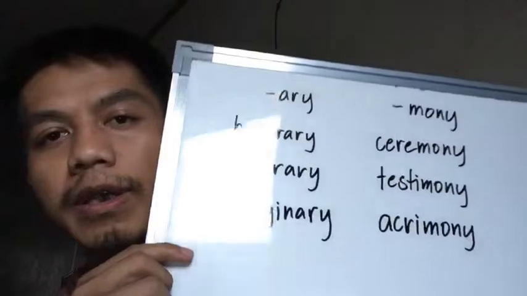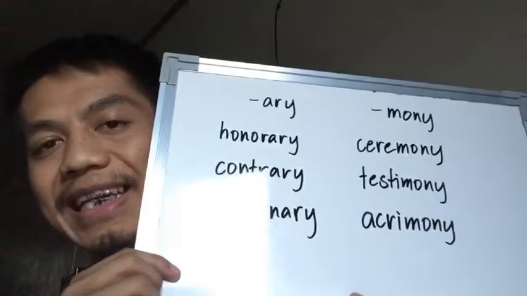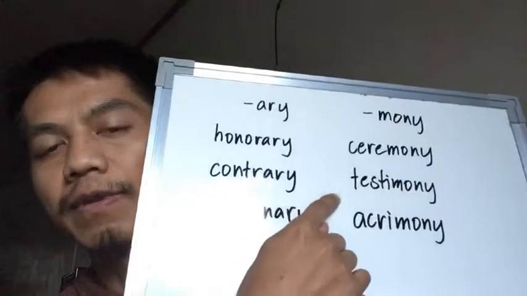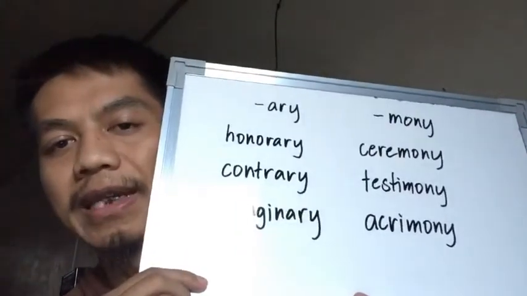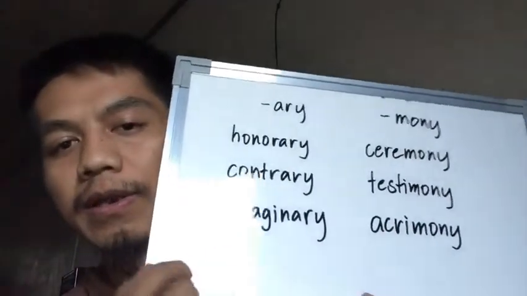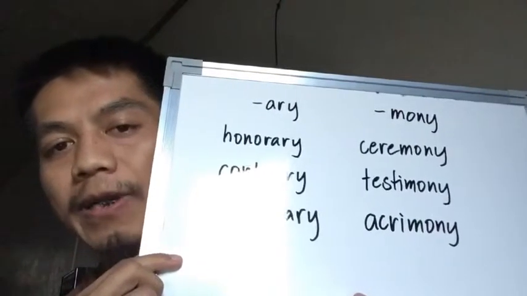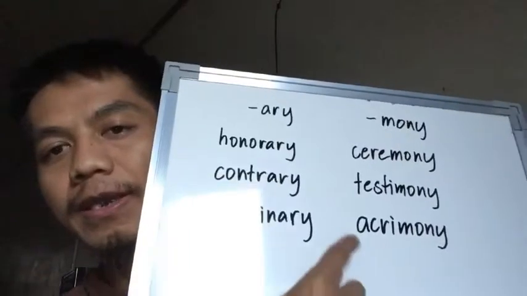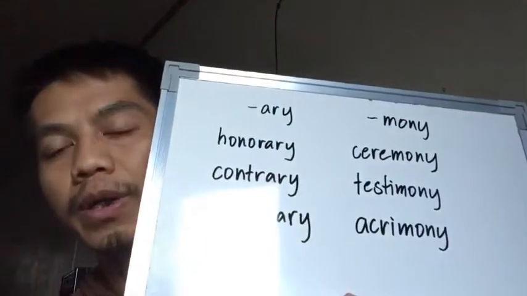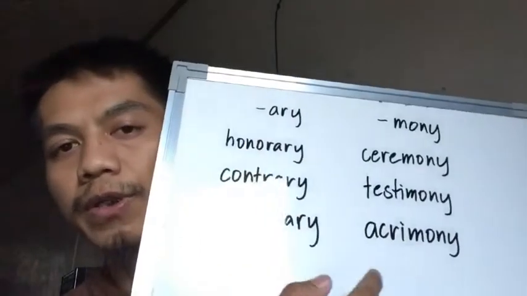Okay, let's get to these words. The first one, Americans say ceremony, and British people say ceremony. And for this one, British people say testimony, Americans say testimony. And the last one, acrimony for British, acrimony for American English. As you can see, for these words, there are two stressed syllables for each word in American English, and one stressed syllable in British English.